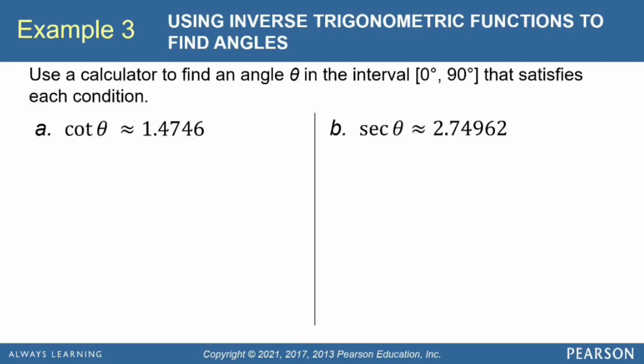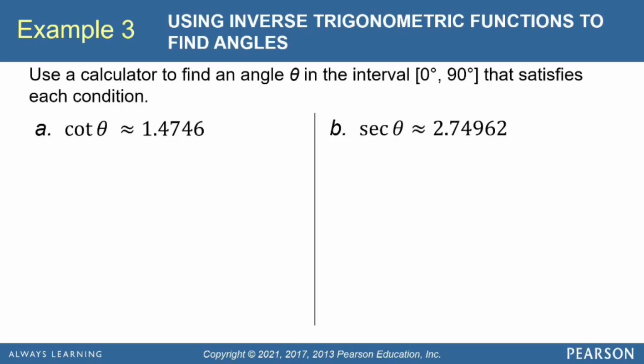So here we are in example 3, and it says use a calculator to find an angle theta in the interval from 0 to 90 degrees that satisfies each condition, and the first one is the cotangent of the angle we're looking for is approximately 1.4746. So, if we had an inverse cotangent button on our calculator, we could do this exactly the way we did example 2. But we don't have that button.